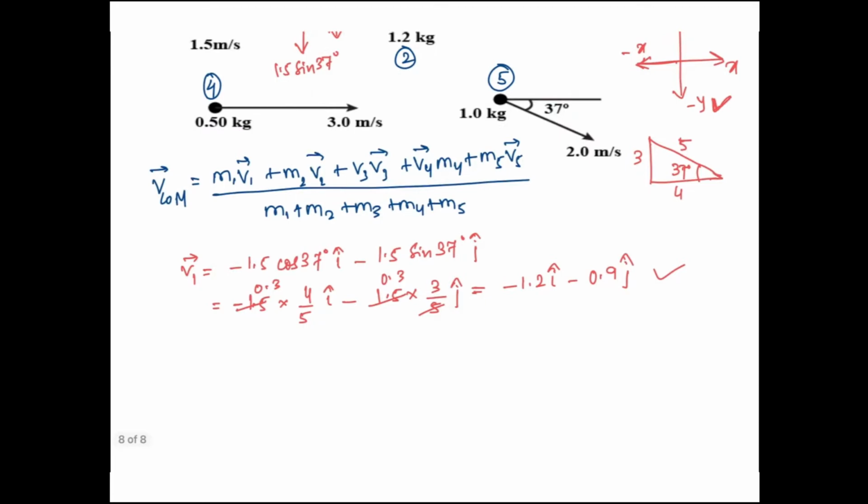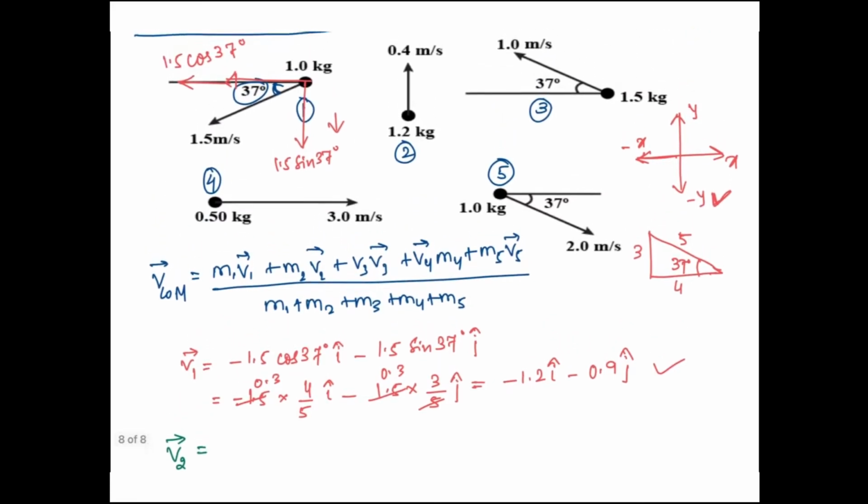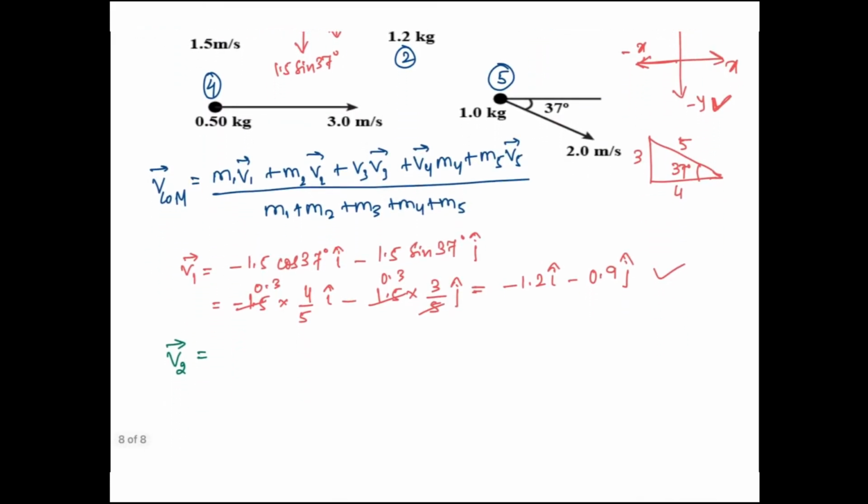Okay, now let's talk about v2. What is the value of v2 here? The velocity of the second particle, as you can see, is only in the positive y-axis, so it will be 0.4 j cap.